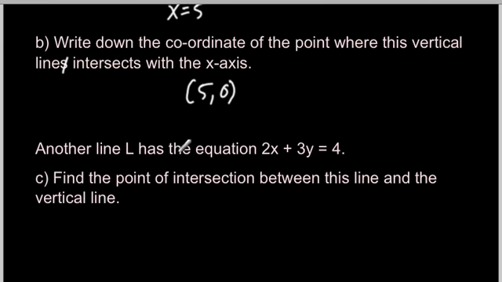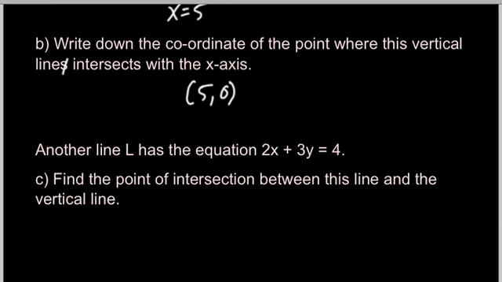Okay, let's move to the next part. Another line L has an equation, and I think this threw some people off too. This is still part of the same question, not a new question, so carry on with the information from before. Another line has the equation 2x plus 3y equals 4. Find the point of intersection between this line and the vertical line.